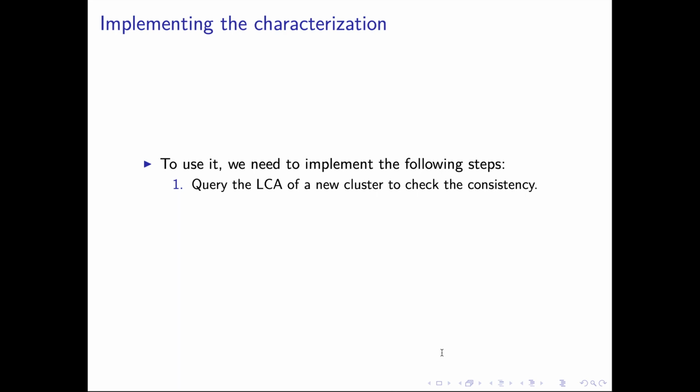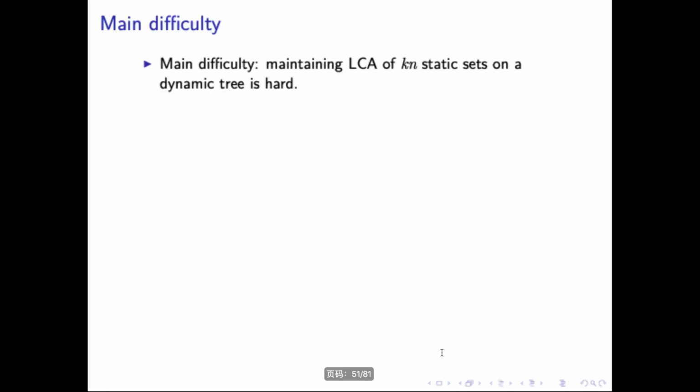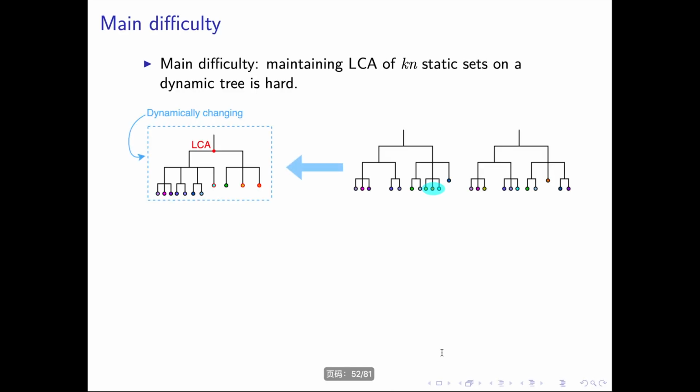We also need to add, sometimes we also need to add a new node to our consensus tree if the cluster is consistent. In this case, the consensus tree is dynamically changing, and answering such LCA queries will be a daunting job. This is the main difficulty of the previous algorithm, namely to maintain the LCA of kn static sets on a dynamically changing tree.